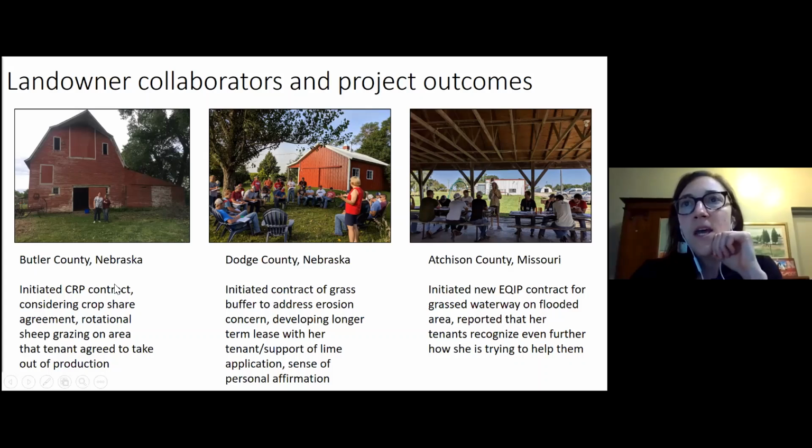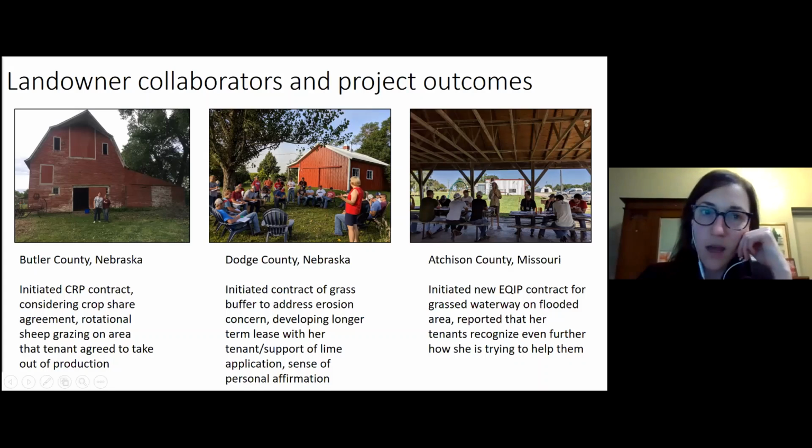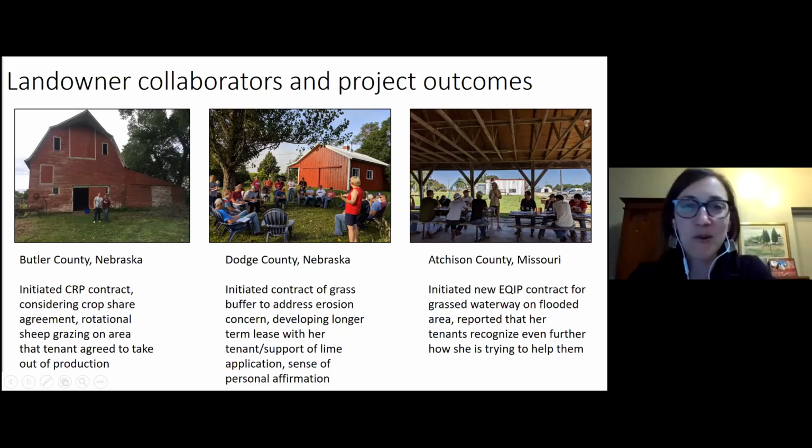one mother and daughter pair, they're trying to get her daughter more involved in ownership and trying to look at some small business diversification opportunities. And so they have actually started some rotational sheep grazing. They have another CRP contract. They've been considering with their tenant a crop share agreement, which actually the Northwest Missouri farm has, which works really well for them. And this landowner is really involved in their operation.